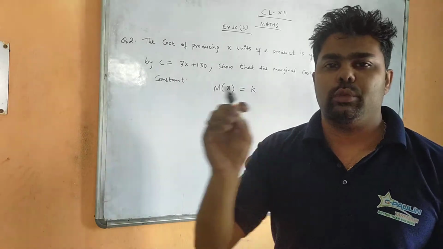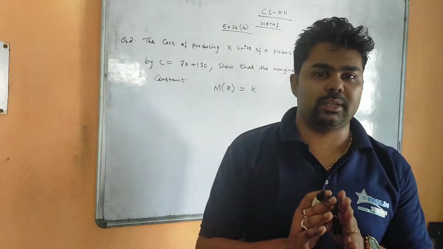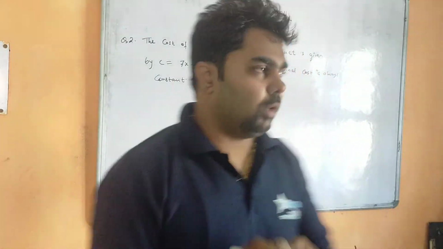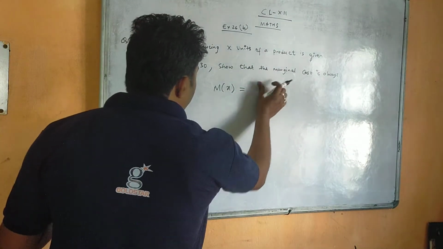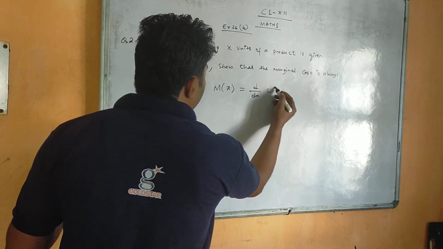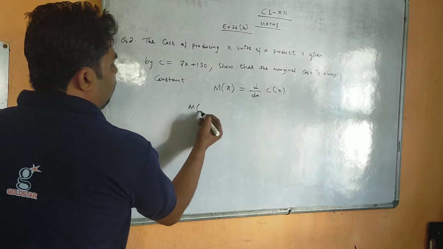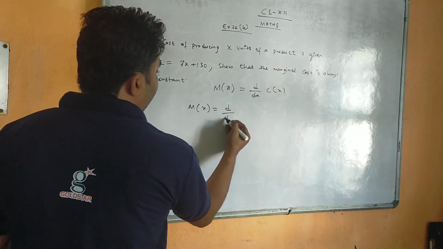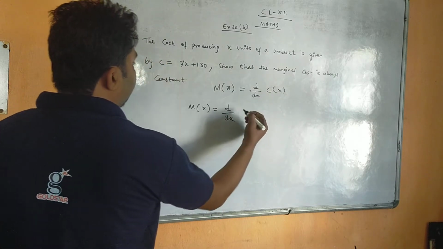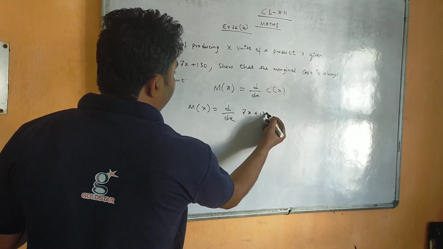If we get 1, 2, 3, 4, 5, any number, then we can say that that is a constant, right? So let's see now. Marginal cost, we know that is d/dx of C(x). This is the formula: marginal cost M(x) equals d/dx of C(x). What is C(x) given in the question? That is 7x plus 130, right?